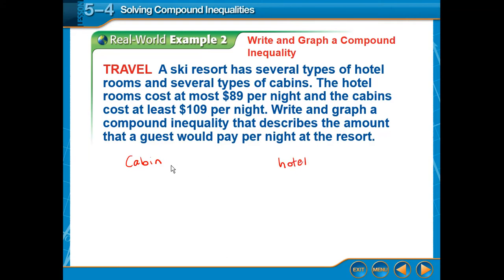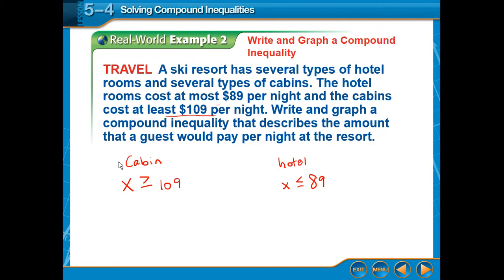So if we're looking at the price for a cabin, it says the cabins cost at least $109 per night. So that means the price, we're going to call x the price, is going to be more than or equal to 109. The least it could possibly be is 109, so it's going to be more than that or equal to it. Then for a hotel, the price is at most $89 per night. So that means the price is going to be less than or equal to $89, because that's the most it could possibly be.